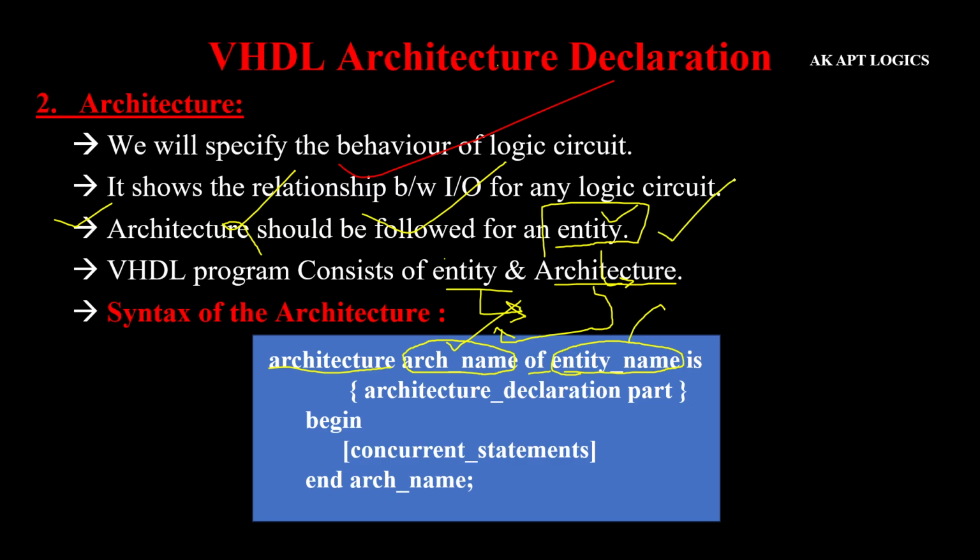Before it we write the entity part. Whatever name we use for the entity name in that entity part will be used here. And is a keyword, and here we write the architecture declaration part. We will have some architecture declarations, and that we write here.